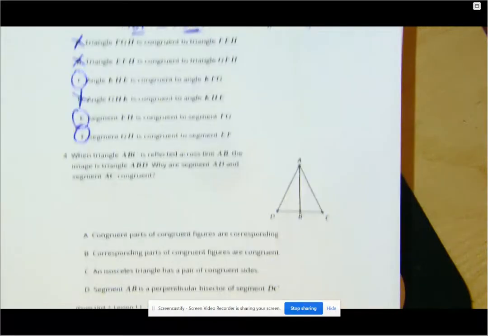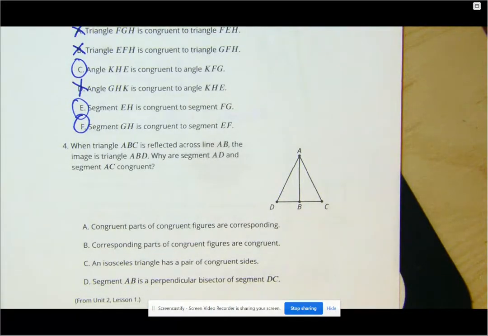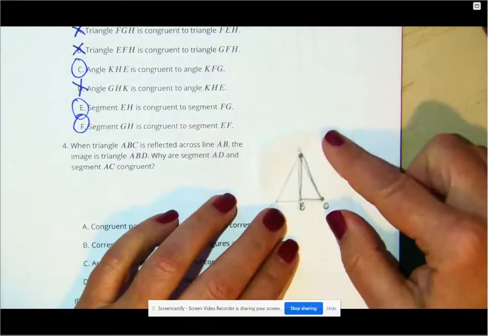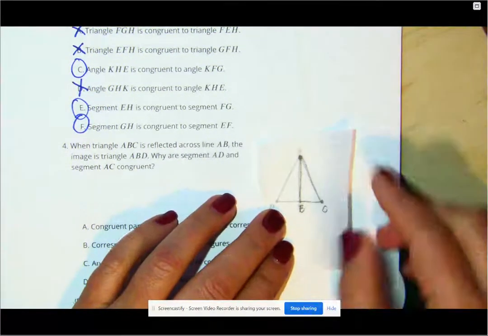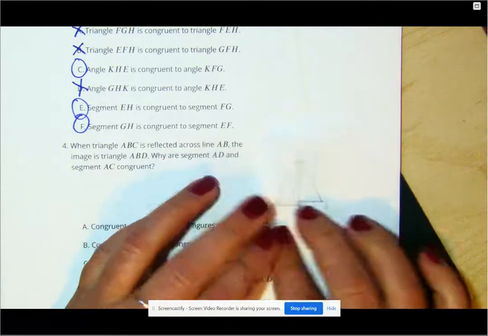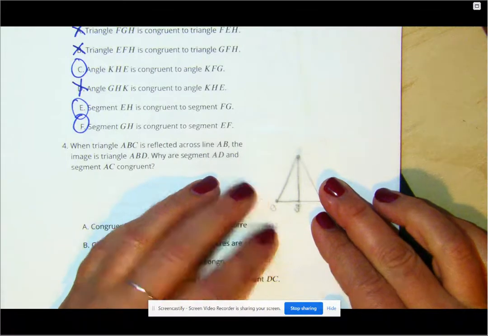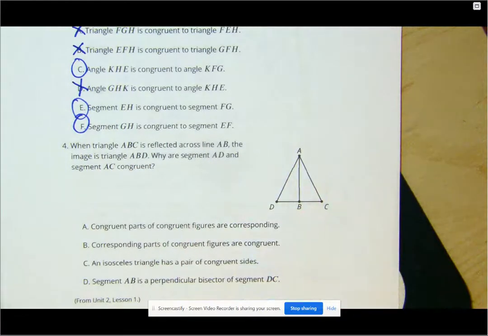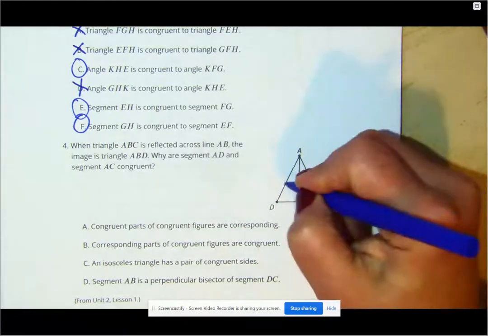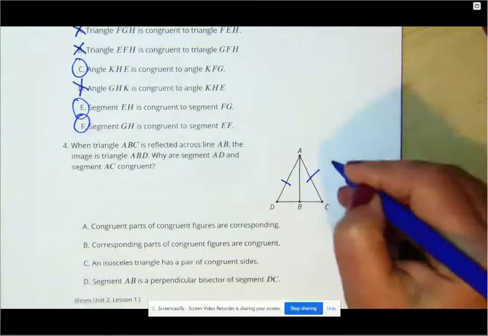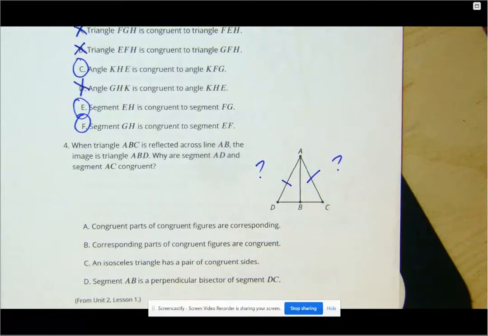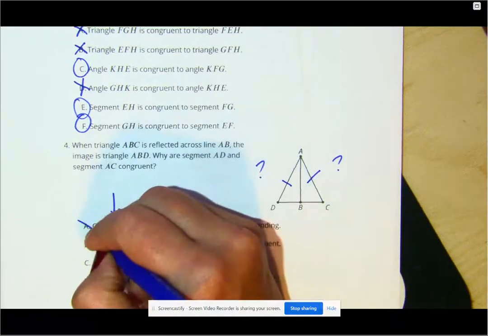All right, last one. When triangle ABC is reflected across line AB, so see how I'm going to reflect it across that line, and the image is ABD. Why are segment AD and AC congruent? Why? Congruent parts of congruent figures are corresponding. Well, they're asking why they are congruent. We don't even know they're congruent yet. I don't know.